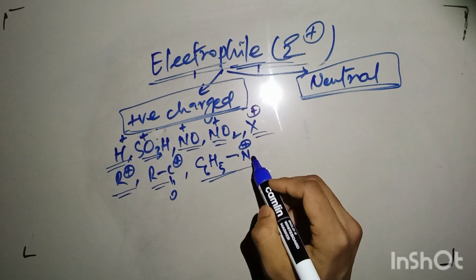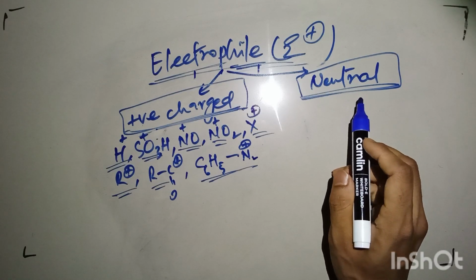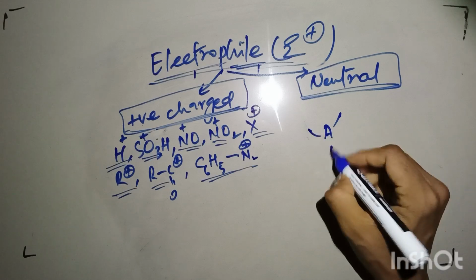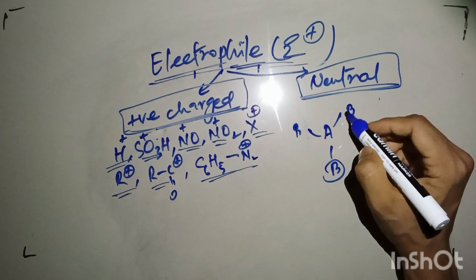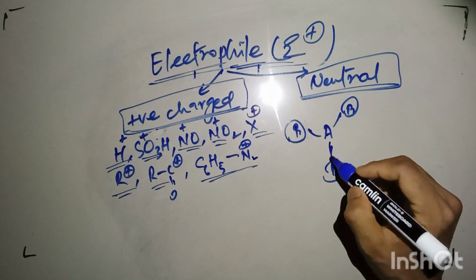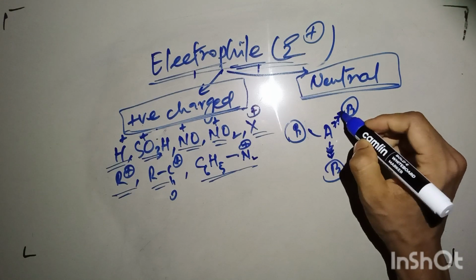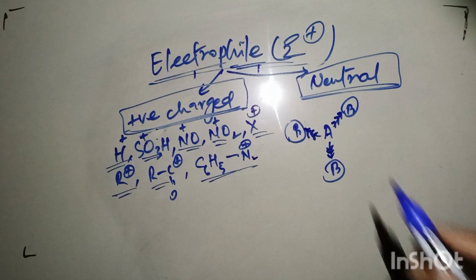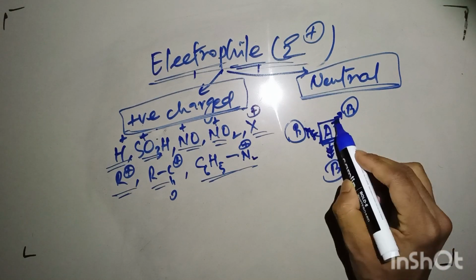But remember, when the neutral species comes, it will have electron deficiency on the central atom. For example, take A, and along with this take B, B, B. These B will be more electronegative. Already I told you what electronegativity is: it is the tendency of an atom to attract the electron. So all these three B will have more tendency to attract the electron from A. A is the central atom.